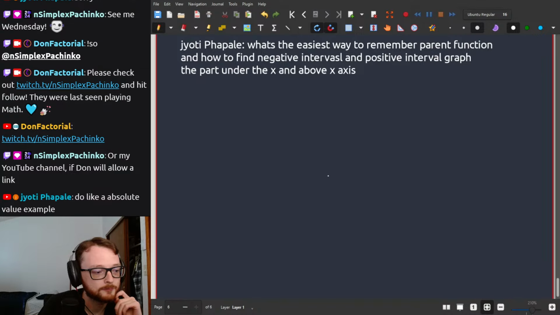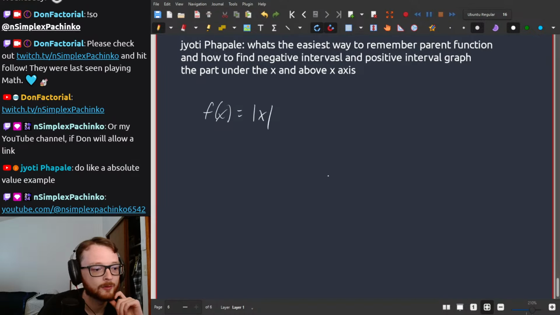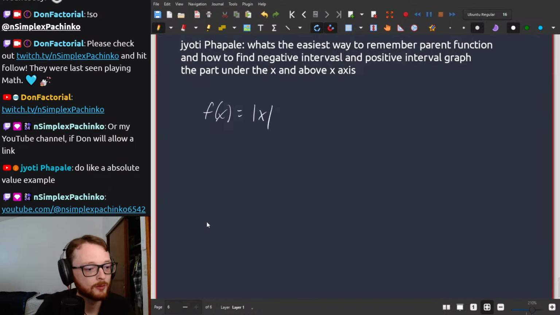An absolute value example? Oh yeah, sure. That's a good one. So let's say that our function is the absolute value of x. That can be considered our parent function.